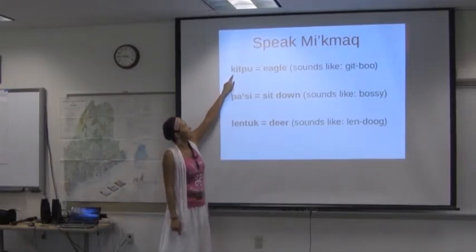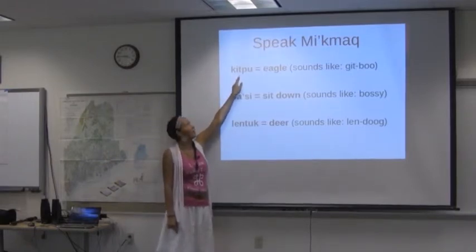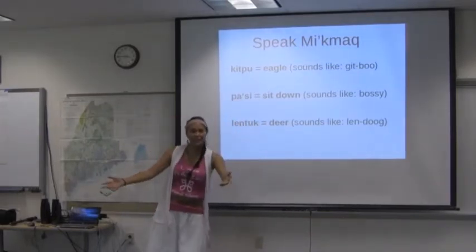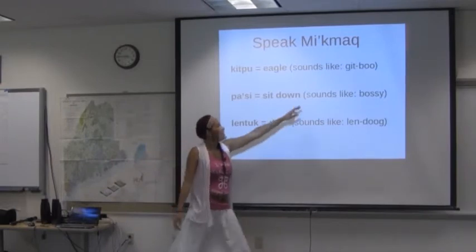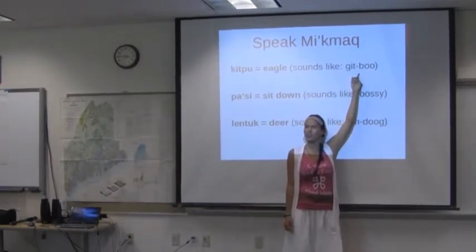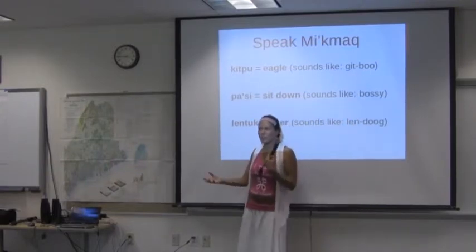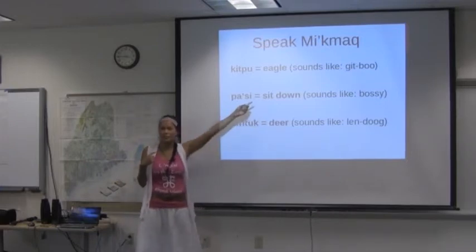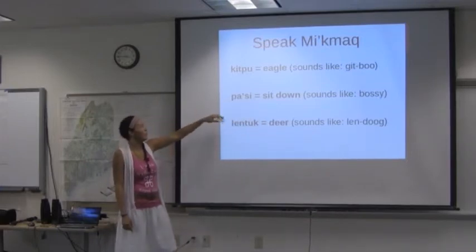The K is a G sound, the T is a D sound, and the P is a B sound. So this is eagle. So gitpu. Repeat after me. Gitpu. Gitpu. And it sounds like right there, gitpu. Sometimes I do that with my movement because, for people that don't know Mi'kmaq at all or any native language, it's easier for them to say it that way. I just spell it out phonetically.